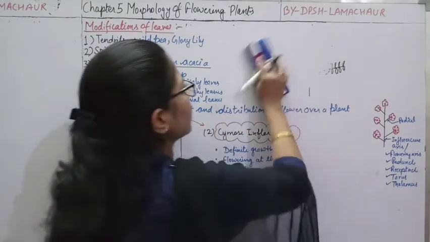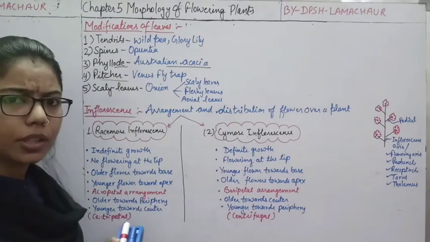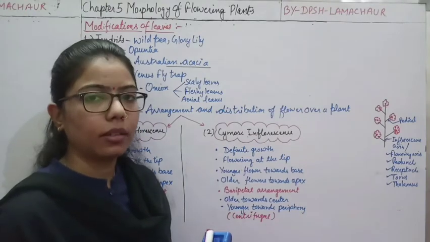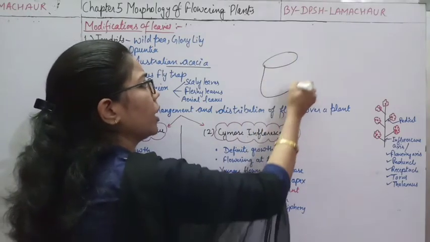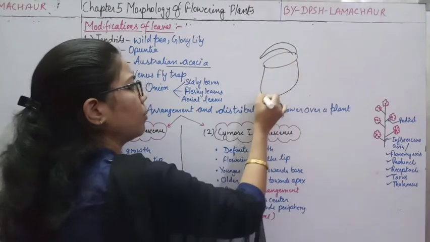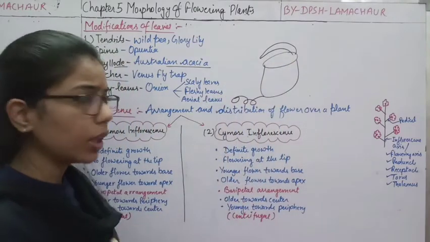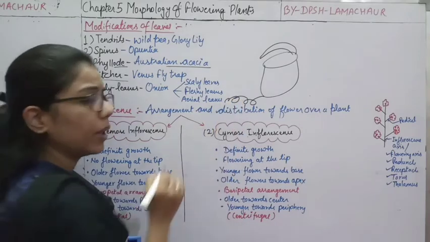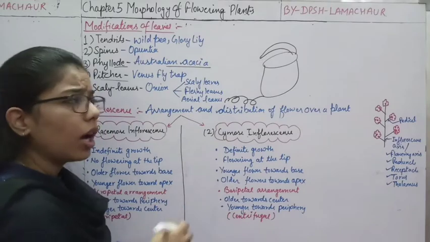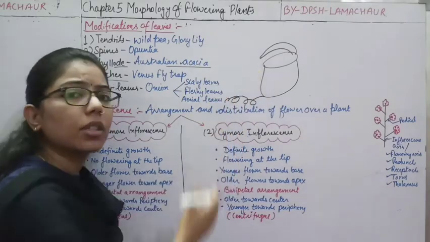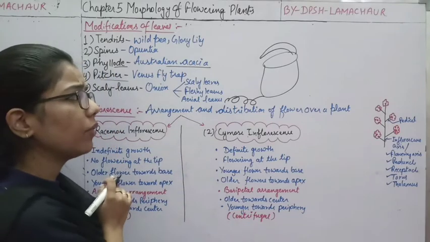Now we will discuss the fourth modification, that is pitcher. What is a pitcher? It is found in insectivorous plants. Venus flytrap, you know about this. This has a proper pitcher-like structure, घड़े की तरह structure होता है, and it has this tendril, and this lid structure is there. Now how is this modified? Again, this pitcher is a modification of what? It is a modification of leaf.